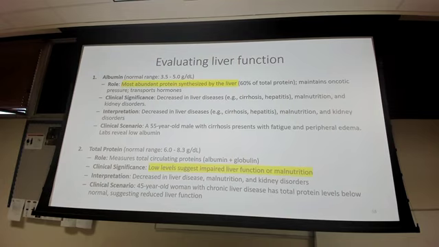All right, and so this is just going to break down all those tests. All right, albumin, the most abundant protein, is synthesized by the liver. If you see an increase in albumin, what are you all thinking? Okay. And decreased albumin, seen in liver diseases, cirrhosis, things like that. Yeah. Total protein, low levels can suggest impaired liver function or malnutrition.